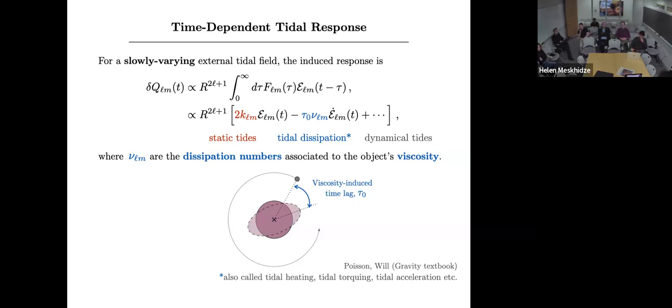So this is dissipation, and the easiest way to understand that this is a dissipative operator is the fact that this term involves a single power of time derivative. So it is not invariant under time reversal, and therefore it does not conserve energy. Nu is the dissipation number, or viscosity of the body, and tau naught is the typical delay time. Associated to this effect, it is well known that this viscosity-induced time lag introduces a phase difference between the direction of the bulge and the direction to the binary companion.